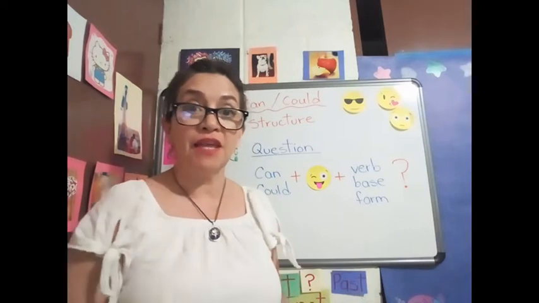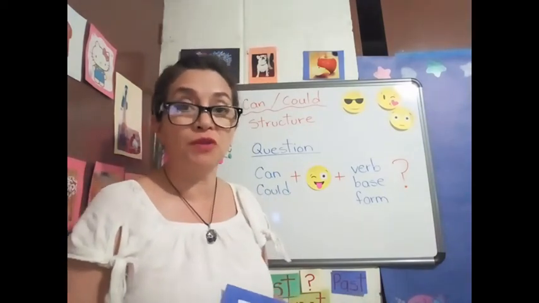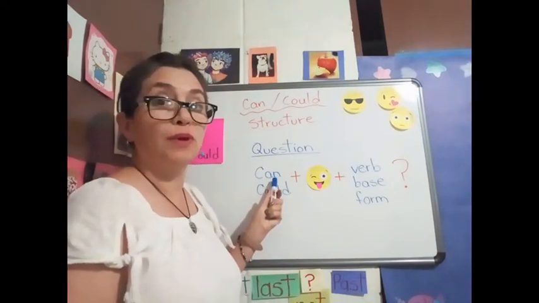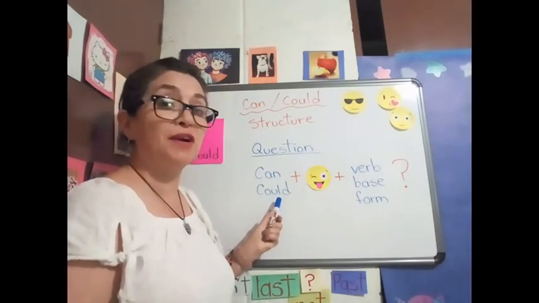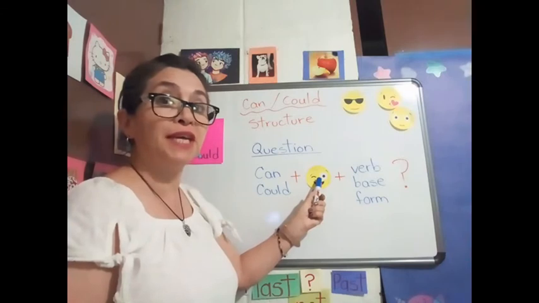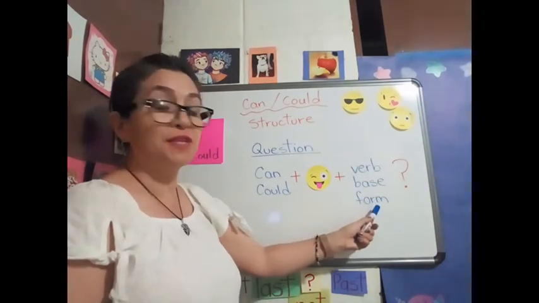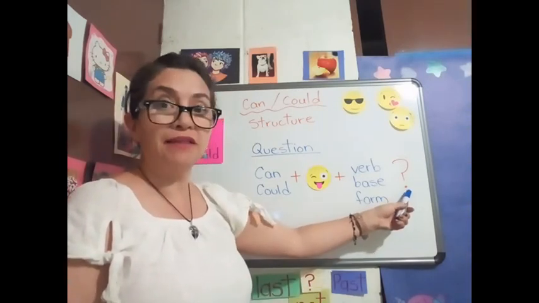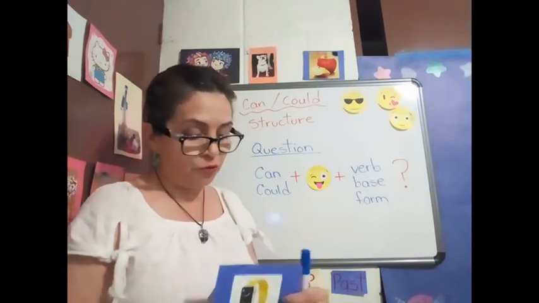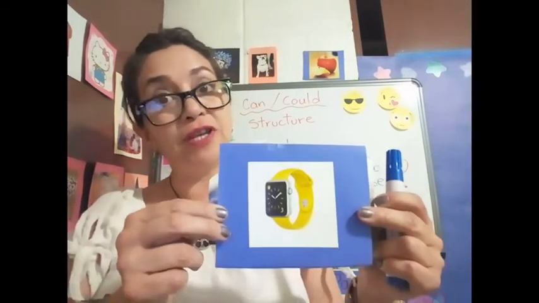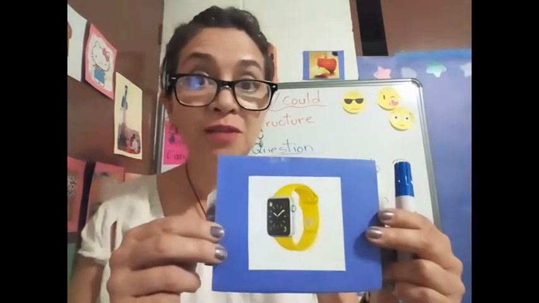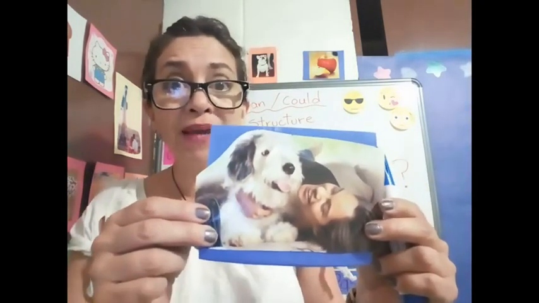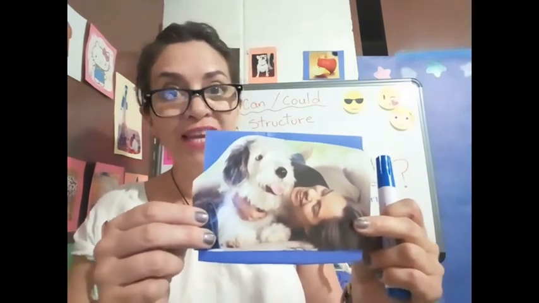And now let's see the structure for a question with modal verbs can, could. The interrogative form is like this. We begin our questions with the modal verbs can, could, then the subject, and in the last part of our sentence, we say the verb in base form or main verb, and the question mark, of course. For example, can you tell me the time, please? Could you take my dog for a walk, please?